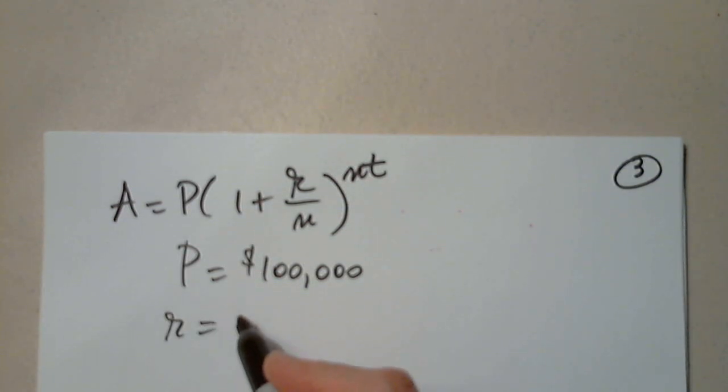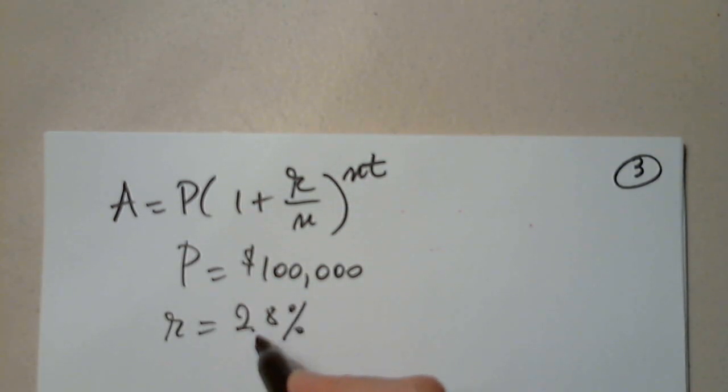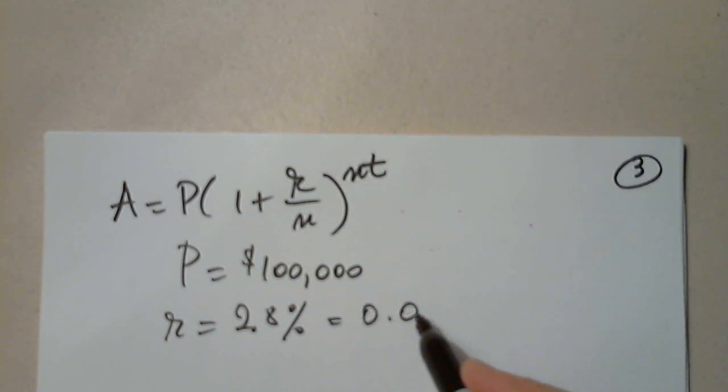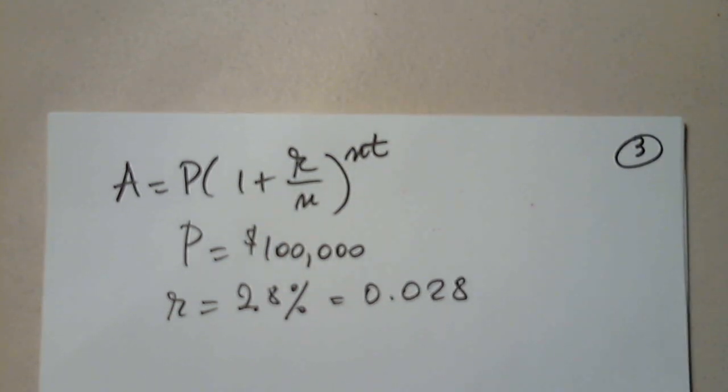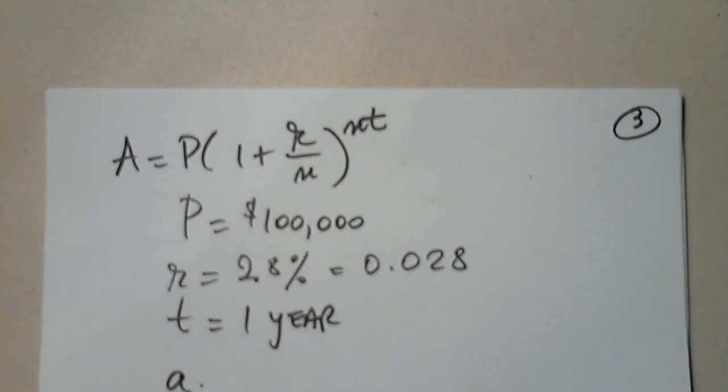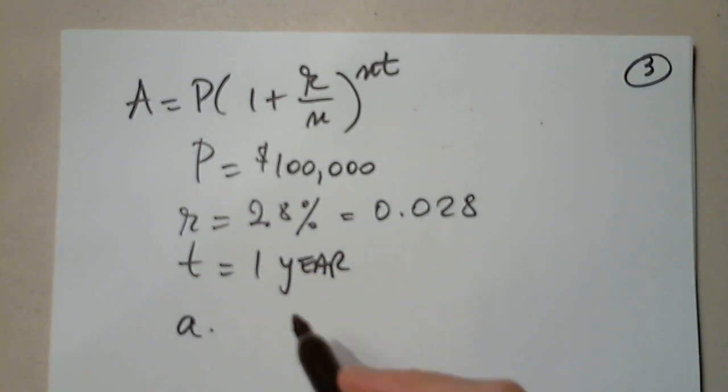Again, r, 2.8% changed into 0.028. Time, t, 1 year. Now, part A, annually.